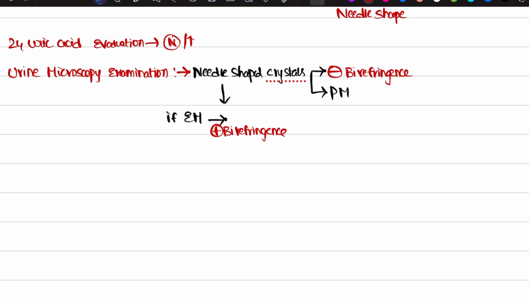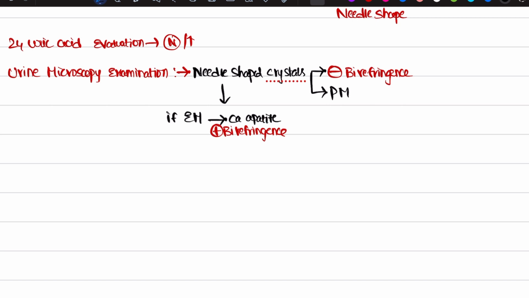These crystals are called calcium apatite crystals.